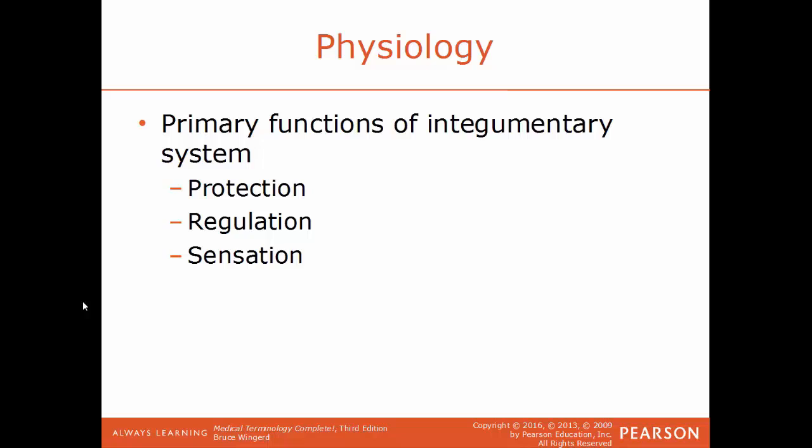Protection, to protect the internal organs. Everything that's inside your body must be protected. See, another primary function of the system is for regulation. This includes everything from regulating how body fluids are lost to regulating how well your body responds to infections. And the third primary function of the system is for sensation. Being able to detect if something is hot or cold, or if it's light pressure or heavy pressure, can help you prevent from becoming injured. If something's too hot, you're going to let go.